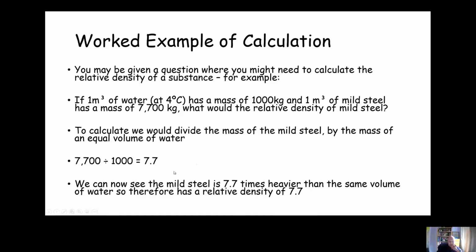Okay, so we can see the same volume of steel and water. The steel is 7.7 times heavier, so therefore it has a relative density of 7.7. Okay, now it is time for your task.